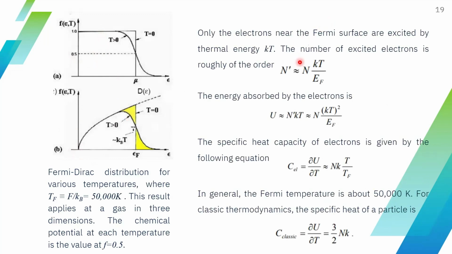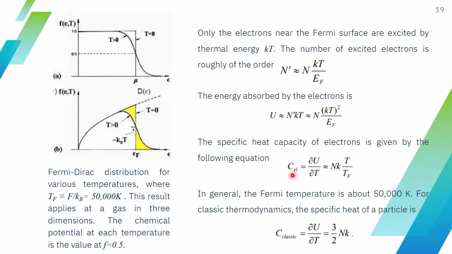So you can see here the electrons near the Fermi surface are excited by thermal energy kT. The number of excited electrons is roughly N dash, approximately equals N kT by EF. So the energy absorbed by the electrons, U, is approximately equal to N dash kT. We already derived the N dash value, right? So simply we can substitute in this equation, so we will get N kT square by EF.